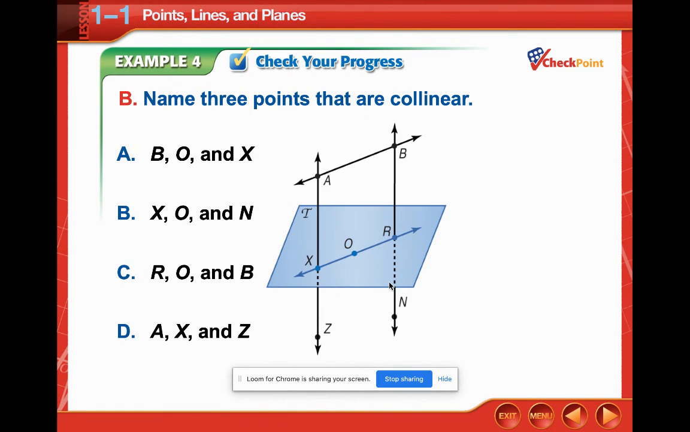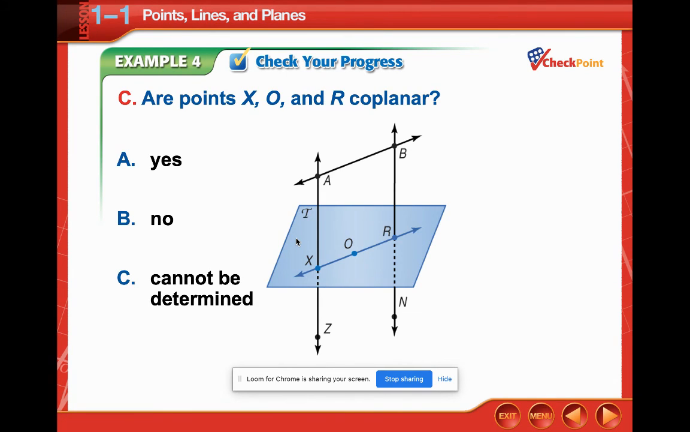All right. Hopefully you managed to get the answer. It is D. A, X, and Z are all on the same line. B, O, and X, which spells box, they're not all on the same line. O and X are on a line, and B is not on that line. X, O, N, X and O are on a line, but N is not on that line. And then there's R, O, B. R and O are on this line. B is not.